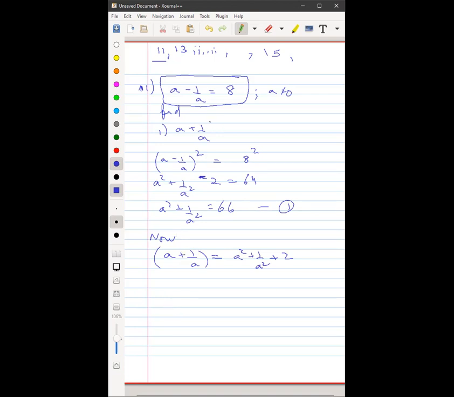So we need to find out a plus 1 upon a. That's what the question is asking us. The squared here is nothing but, since we already know the value of a squared plus 1 upon a squared, that is 66 plus 2, which is 68. So a plus 1 upon a, the whole thing squared, will be 68. Finding the square root on both sides, we get a plus 1 upon a is equal to root 68. Root 68 can be written as root of 4 into 17, which is plus minus 2 root 17.